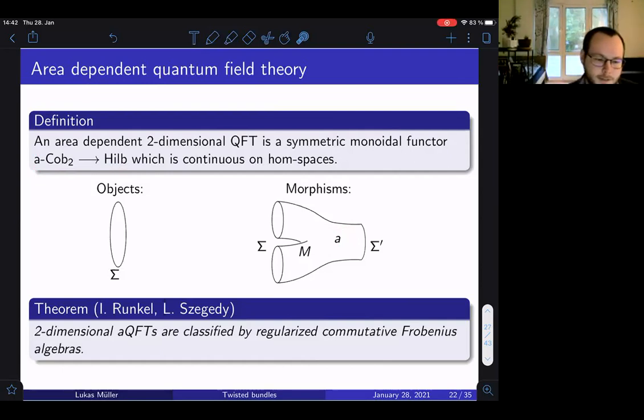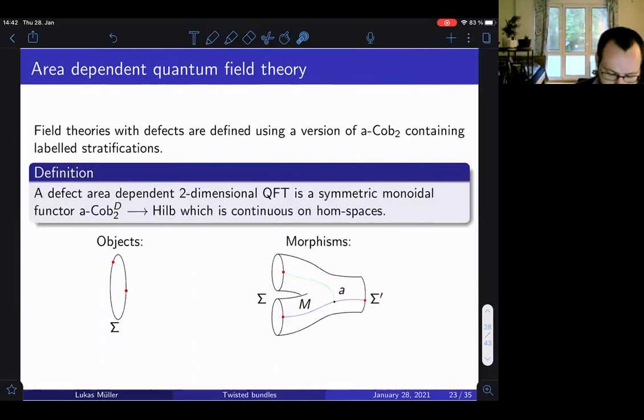And then, as I said before, the advantage of having a definition is that one can try to classify these things. And there's a theorem which classifies these in terms of regularized commutative Frobenius algebras. So if we have seen the classification of 2D topological field theories, this is a slight generalization to functional analysis of that. And I will define them in a few moments. Okay, but first, let me also mention how to include defects in the picture.